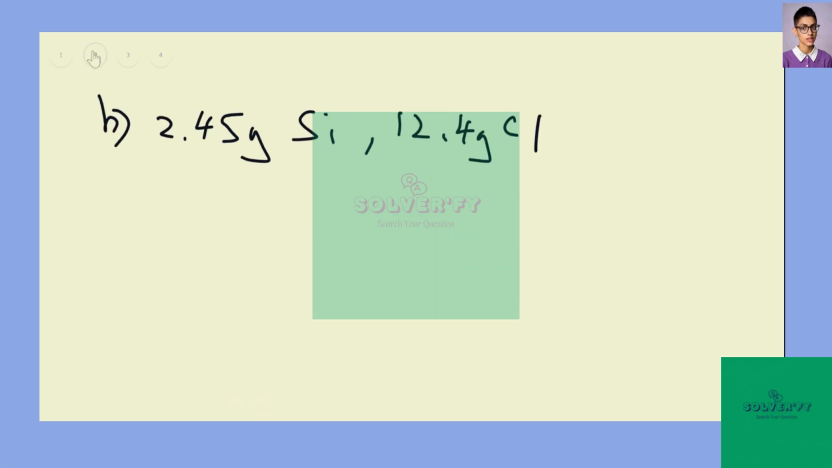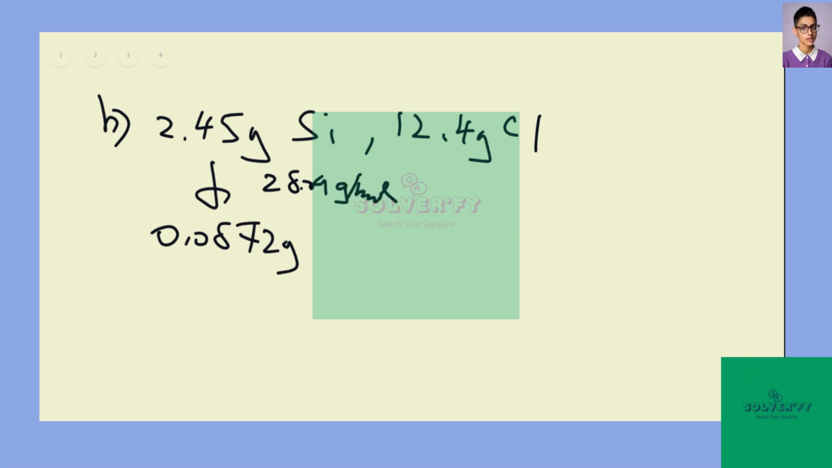All right, so for the second case, we have 2.45 gram of silicon and then 12.4 gram of chlorine. Okay, so again, we just want to find the molar ratio between each of them. So we have to convert each of them to number of moles. So for silicon, we take the mass divided by the molar mass. You can find it on the periodic table, and the molar mass is 28.09 gram per mole for silicon, so we get roughly 0.0872.